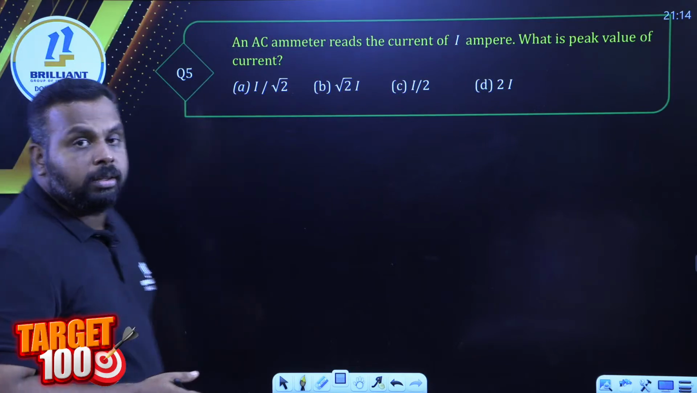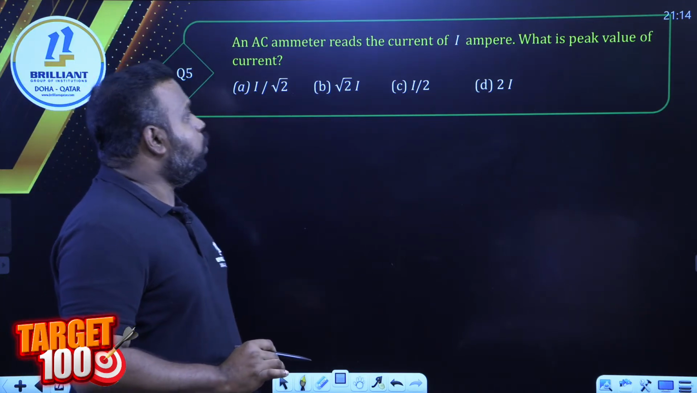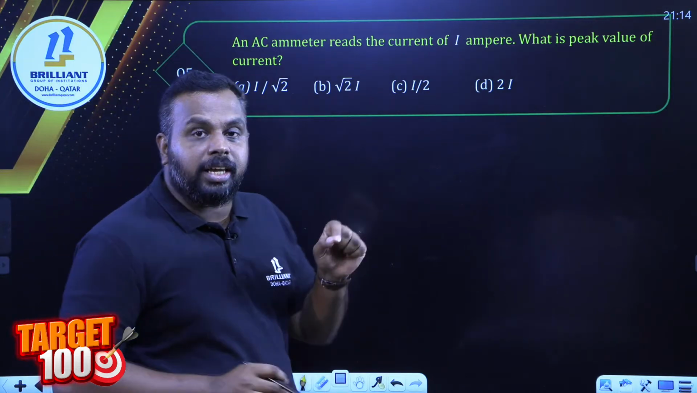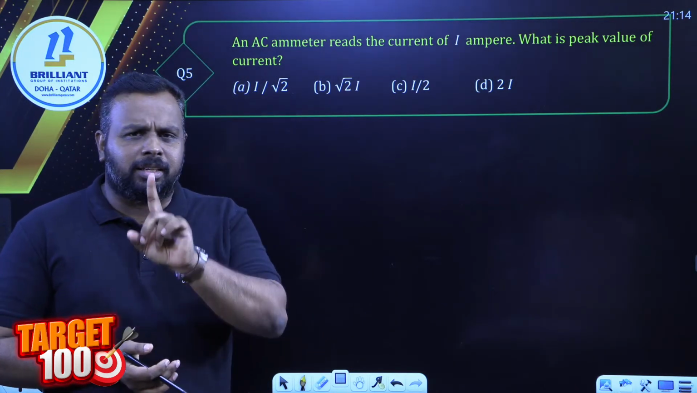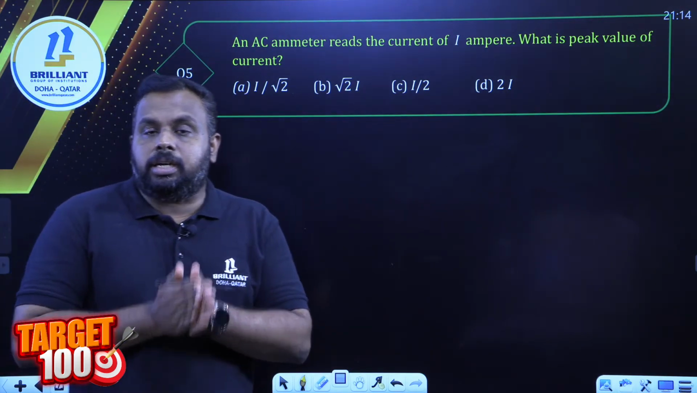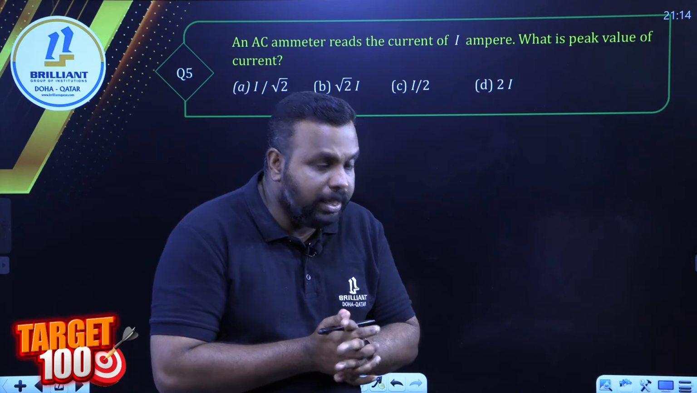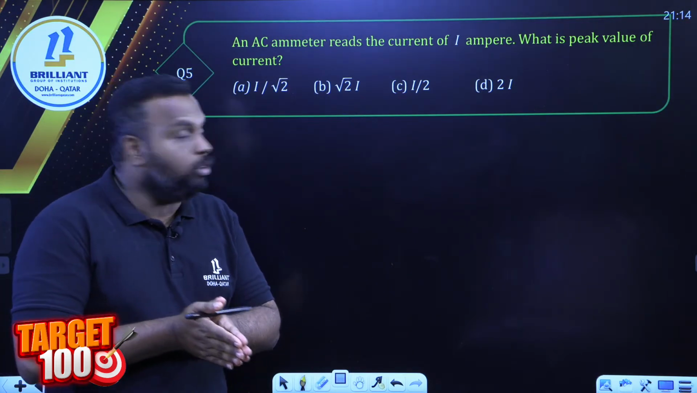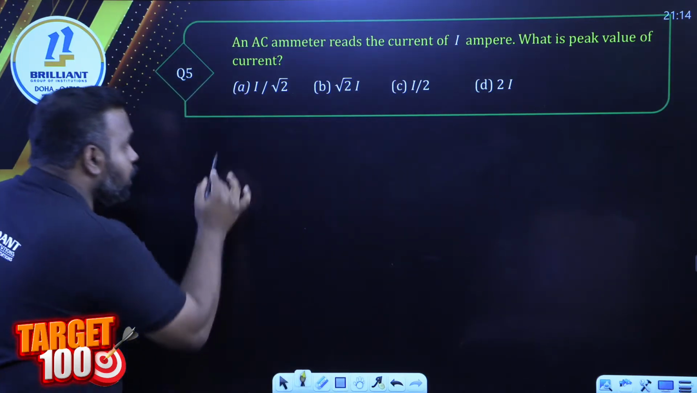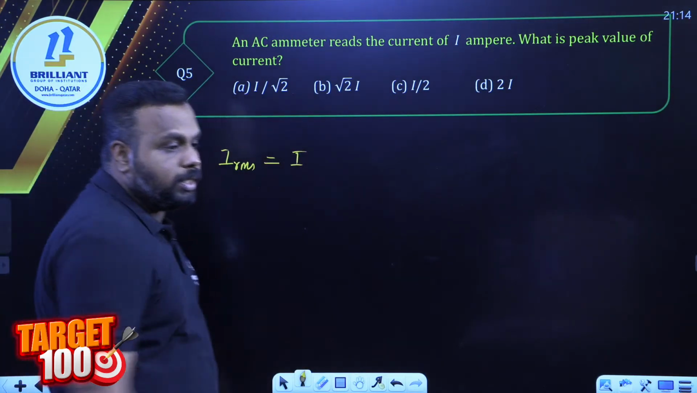Next. Question number 5. An AC ammeter reads the current I ampere. What is the peak value of current? Very simple question. You have to understand, if you are connecting an AC ammeter, it will read the effective value of current. Effective value is nothing but the RMS value of AC. So here I ampere is the RMS value. IRMS is equal to I in this question. Now I think you can easily answer this.